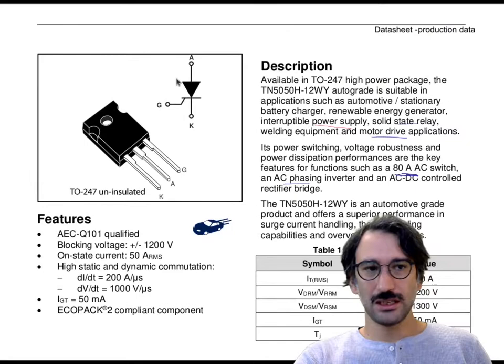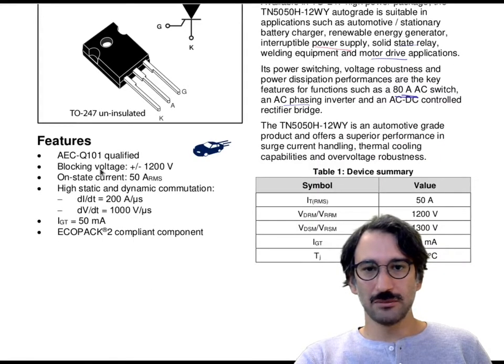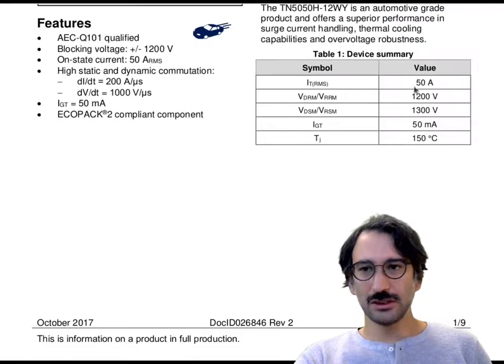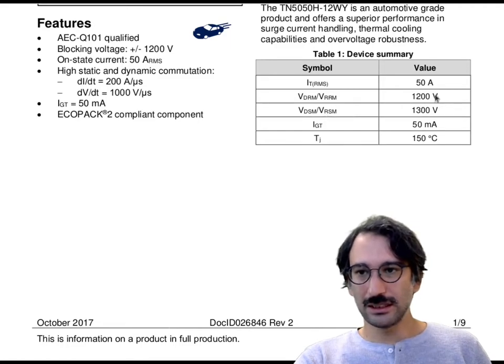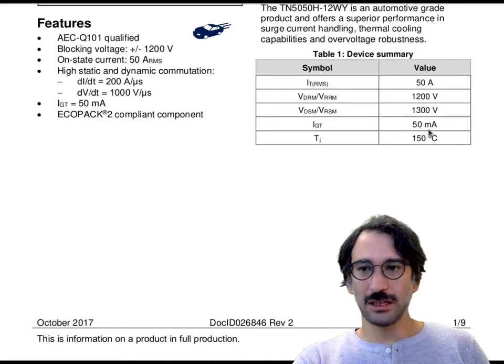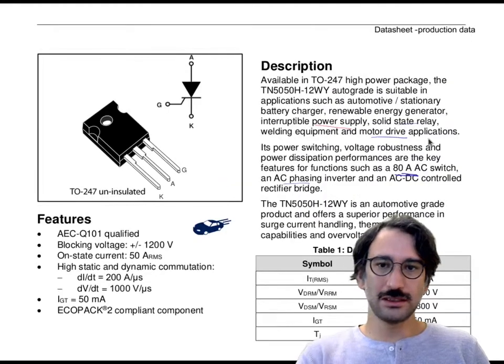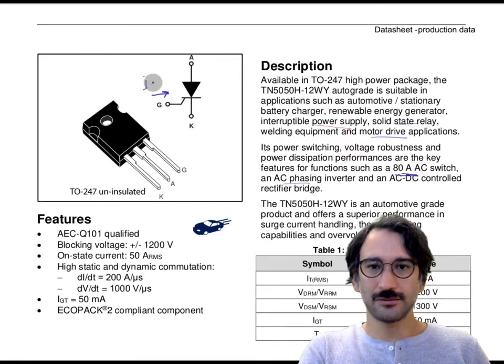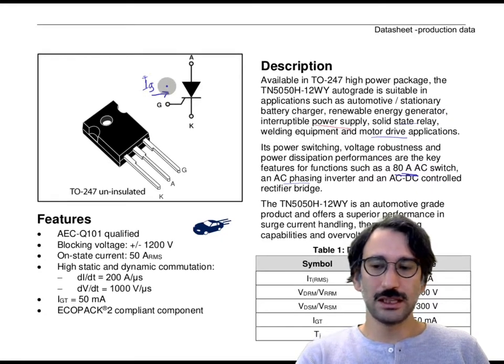Okay, this is the package, and again you can see the symbol here, and the blocking voltage is 1200 volts. So let's have a look at the most important parameters. The RMS current is 50 amps, and the blocking voltage is 1200 volts, and this is, I think, the repetitive voltage. This is the non-repetitive, single voltage. We will have a look at those things. And the gate current: in order to turn on that thyristor, your gate driver needs to supply 50 milliamps of current. So you turn on that thyristor by applying 50 milliamps through that gate terminal.